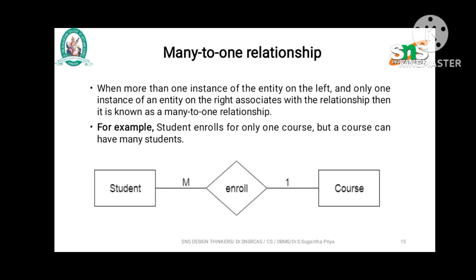Many-to-one relationship. When more than one instance of an entity on the left and only one instance of an entity on the right associate with the relationship, then it is known as many-to-one relationship. For example, a student enrolls for only one course, but a course can have many students.